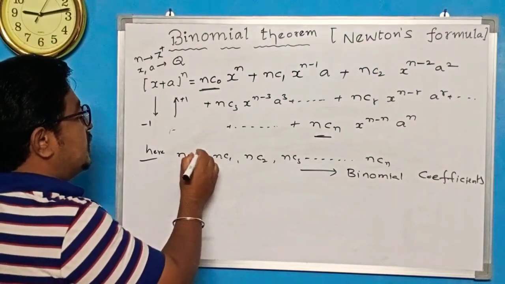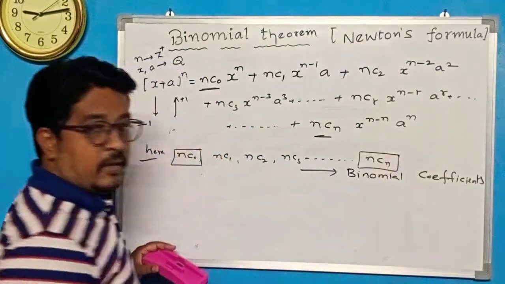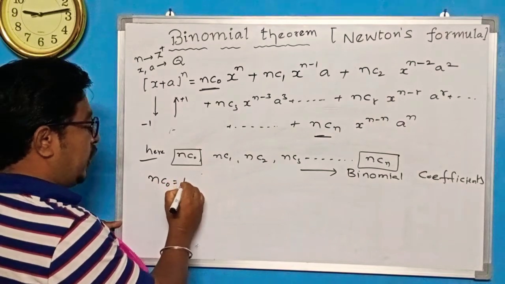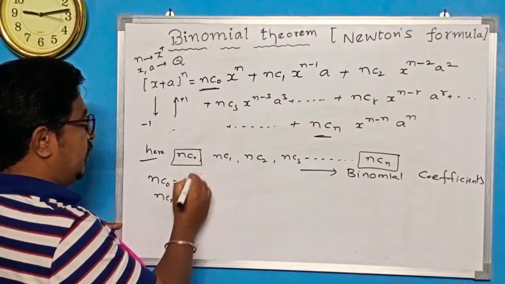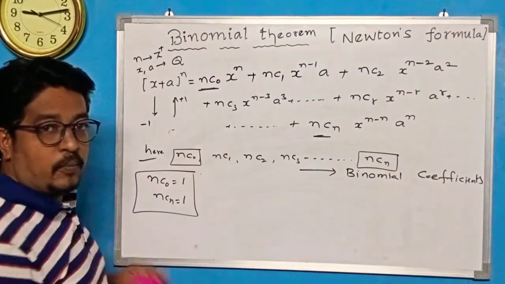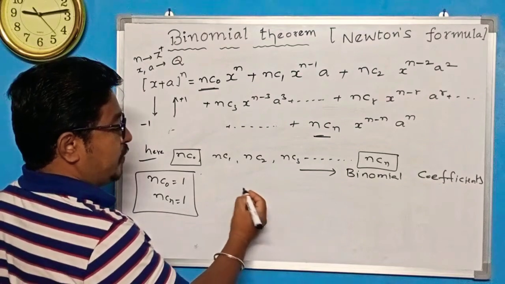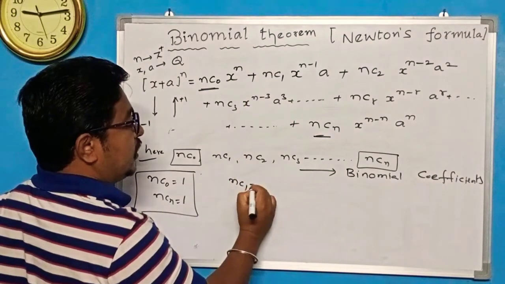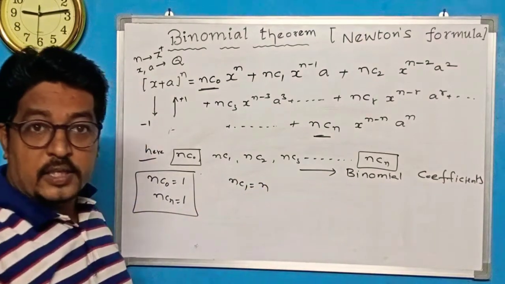What about this condition? The first coefficient and the last coefficient are bounded by 1. We can see this nC0 value is 1 and nCn value is 1 only. First and last coefficients are bounded by 1 only. Yes. Next, in this concept we can take nC1. nC1 value is n.